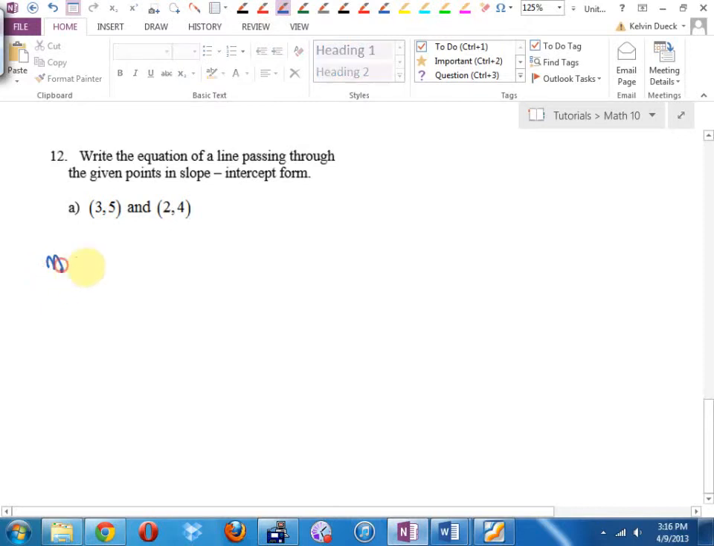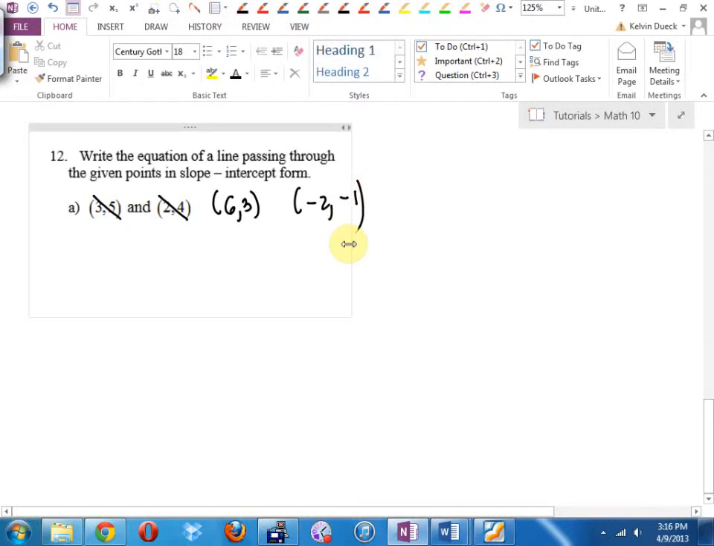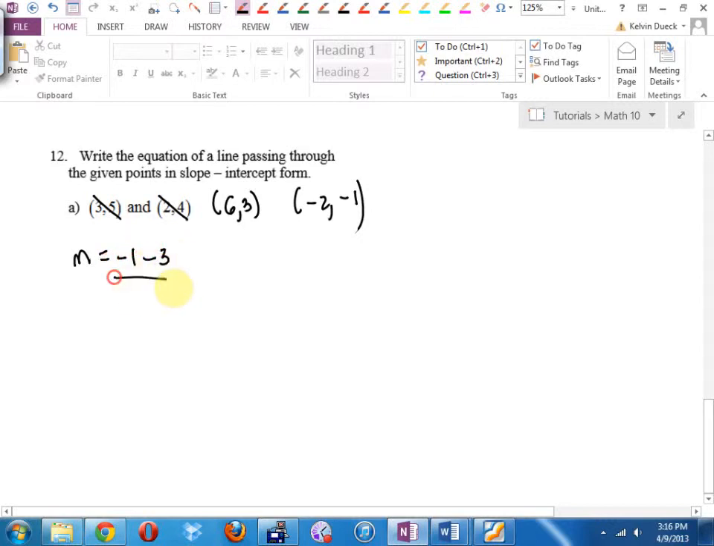The slope that we're interested in is going to be 4 minus 5, y2 minus y1, over 2 minus, oh, wait a minute, I said I was going to do a question very similar but with different numbers. So you know what, let's say, how about 6 comma 3 and negative 2 comma negative 1. There, same question. y2 minus y1 over x2 minus x1.